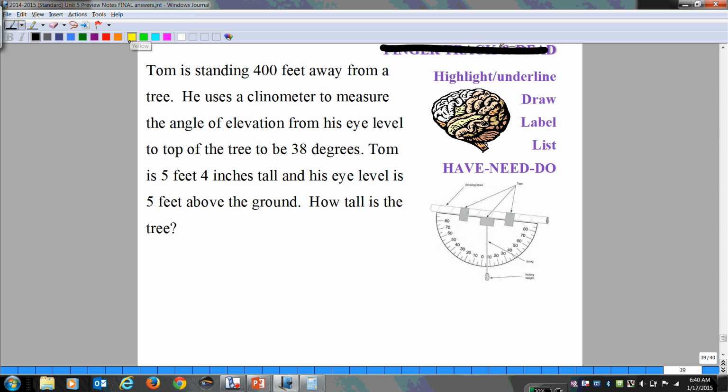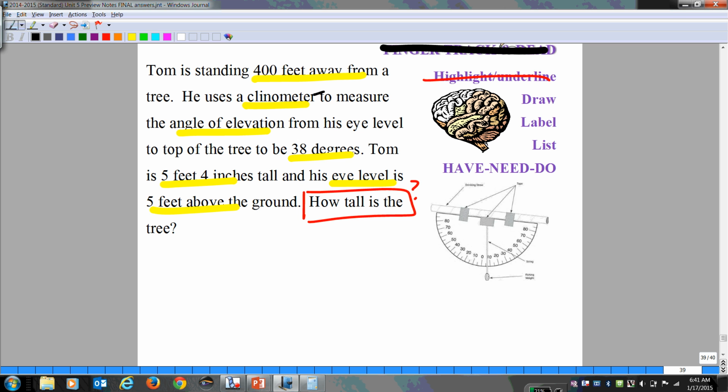Highlight and underline. Let's highlight keywords. Tom's 400 feet away from a tree. He uses a clinometer, that's a new word, I'll introduce it, to measure the angle of elevation, 38 degrees. Tom is 5 feet 4 inches tall, and his eye level is 5 feet up above the ground. How tall is the tree? Okay, now we're going to take this very carefully and draw it.